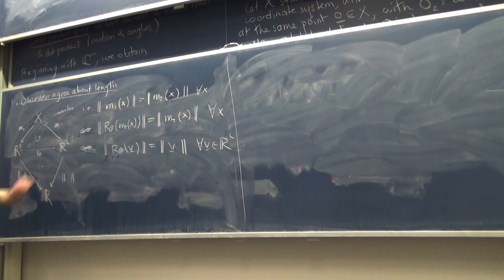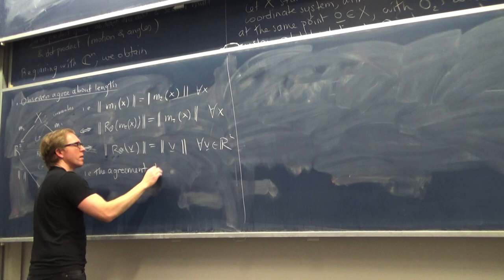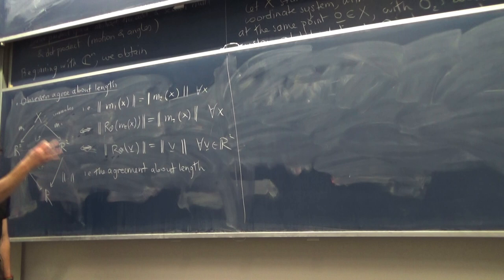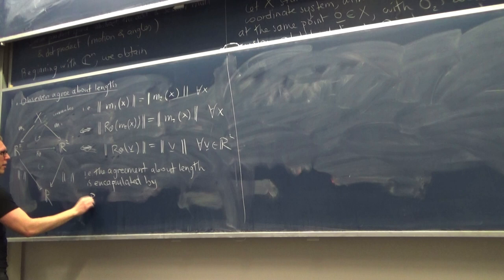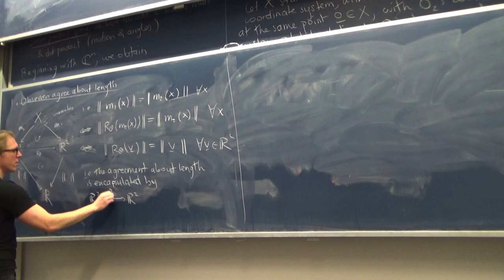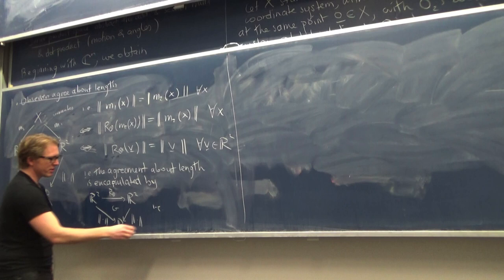Okay, so the agreement about length, length being some invariant, some number we're associating to points in X given a fixed coordinate system, is encapsulated by commutativity of that bottom diagram, which, as I said, is not talking about X. It's encapsulated by commutativity of this diagram, which is simply to say that the norm as a function after R theta is just equal to the norm.